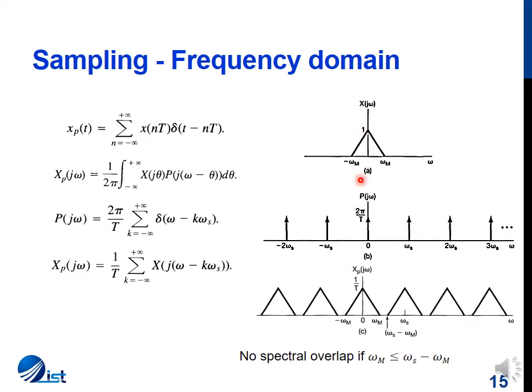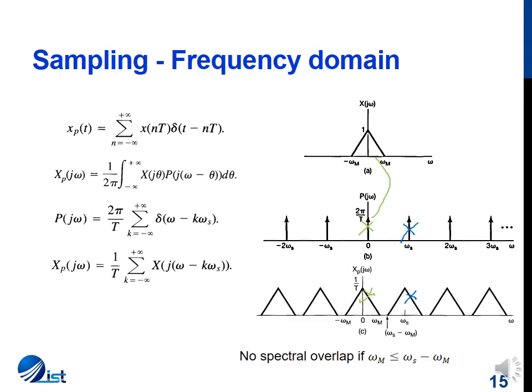So when you convolve both of these, because of this impulse, when this impulse convolves with this function, we get this portion of the spectrum. Similarly, when this impulse, the impulse occurring at omega s, convolves with this function, we get this copy of the signal. Now, the signal, instead of 0, appears at omega s.